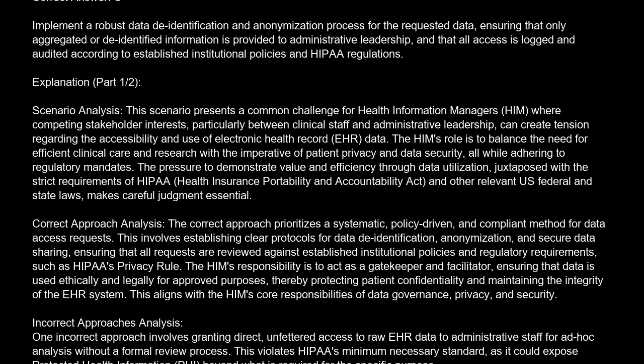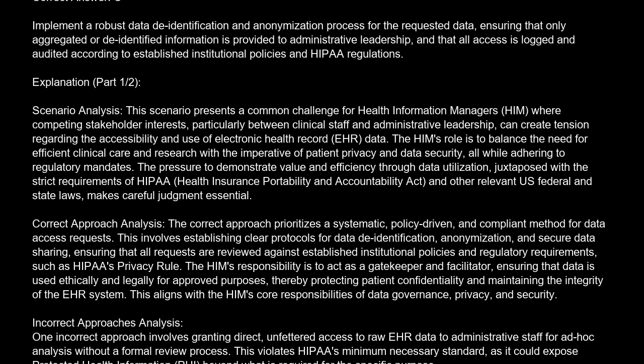Explanation. Scenario analysis. This scenario presents a common challenge for health information managers (HIM), where competing stakeholder interests, particularly between clinical staff and administrative leadership, can create tension regarding the accessibility and use of electronic health record (EHR) data. The HIM role is to balance the need for efficient clinical care and research with the imperative of patient privacy and data security, all while adhering to regulatory mandates.